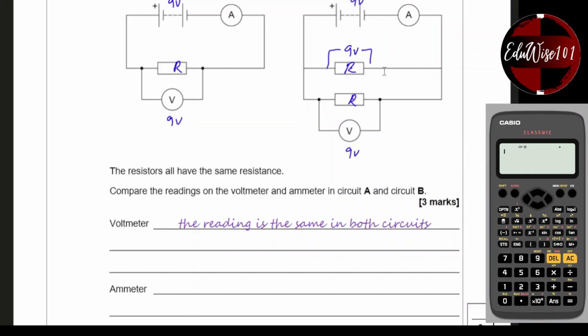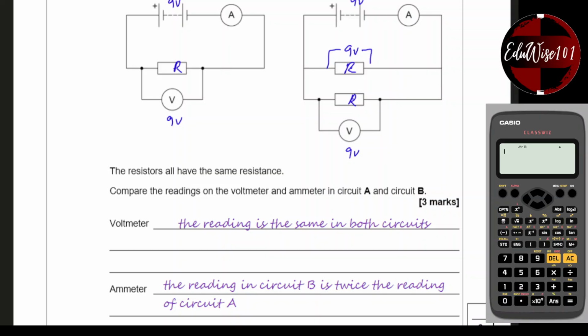If it's in parallel, it's actually the opposite effect. The overall resistance actually goes down because there are two paths for the current to go through. So the overall current actually goes up. So the current in A is going to be less than the current in circuit B, because the overall resistance in circuit B is less. So the current in circuit B is twice the reading of circuit A.